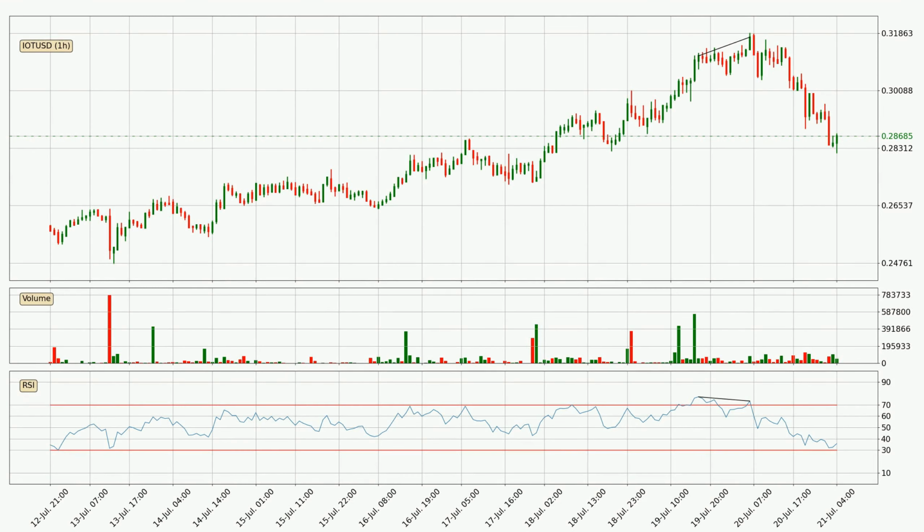On the lookout for divergences in the hourly time frame. Owing to the bearish divergence, the price has already gone down.